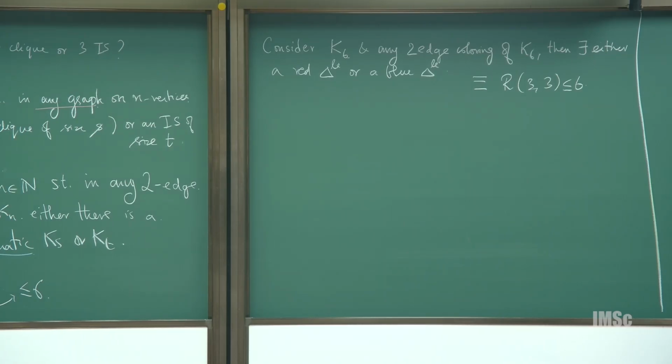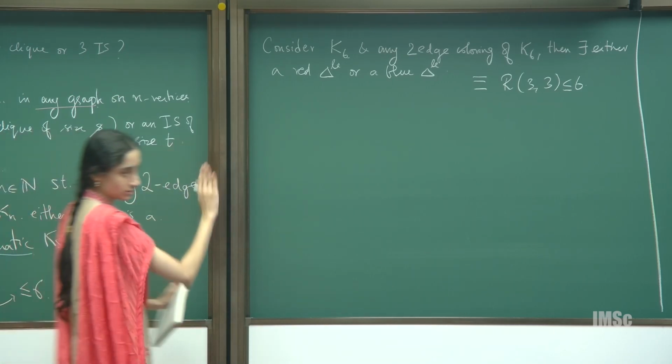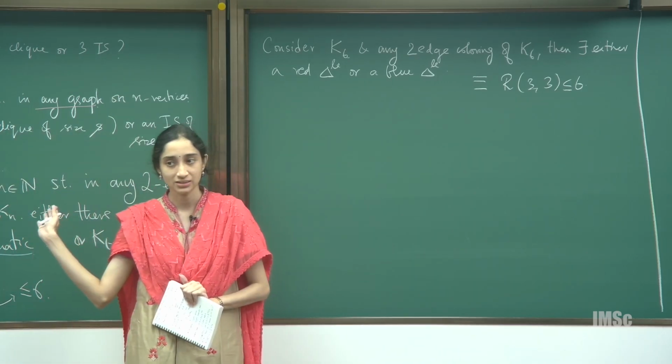The smallest is 6 and it's greater than 5, so it has to be equal to 6. So, if you have not understood anything that we did so far, this is an independent statement. It has nothing to do with whatever I said.